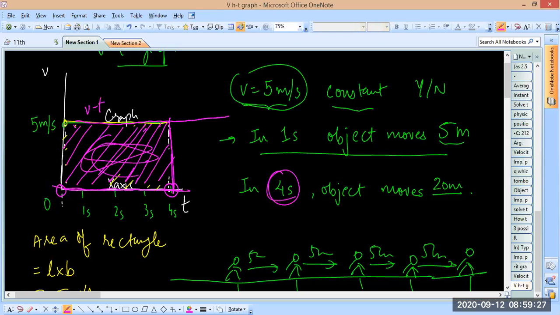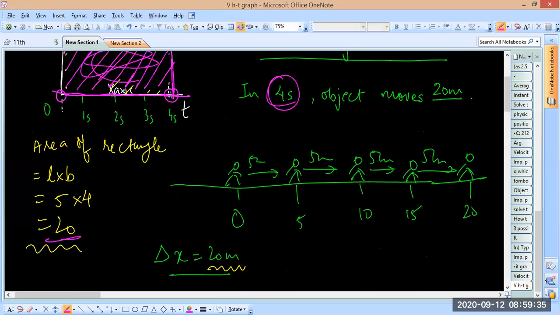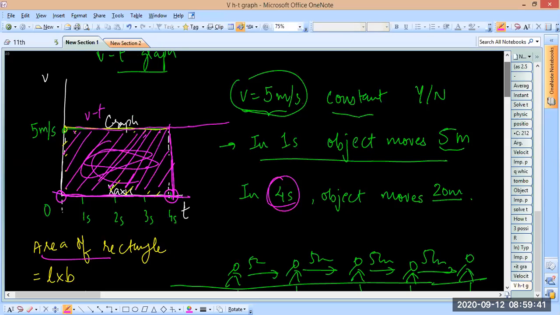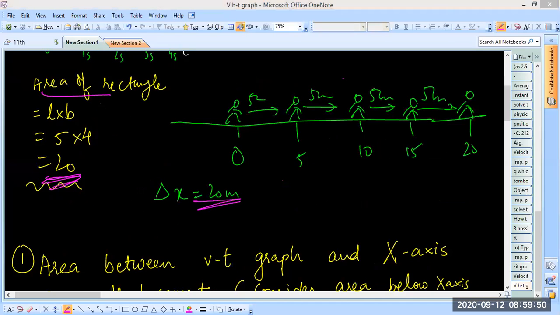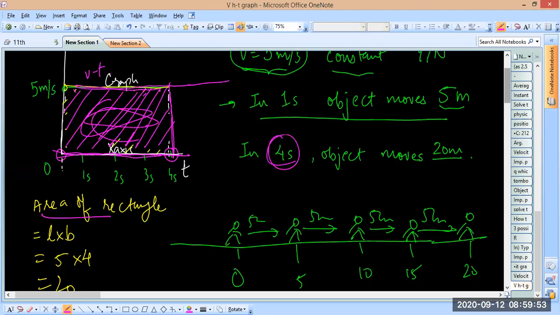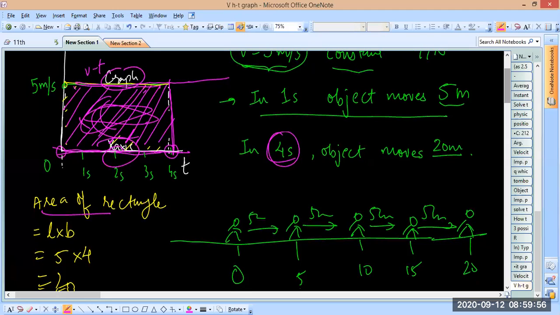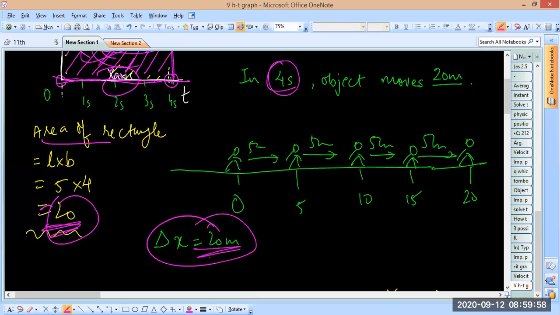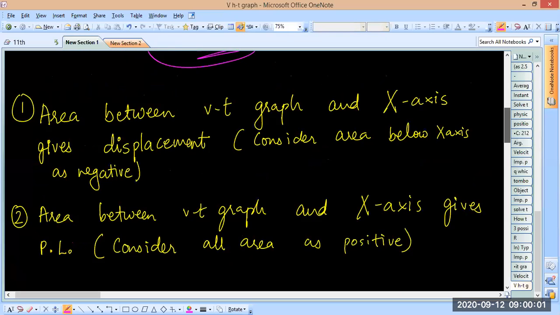So that area is giving us displacement. Have a look. Yes or no? That area which was between the graph and the x-axis is giving us displacement. How many of you understood that? I'm saying that this area between graph and x-axis is 20, and it is exactly the same as this, right? So based on that, I'm claiming the first sentence. I've not completed the explanation because we have run out of time.